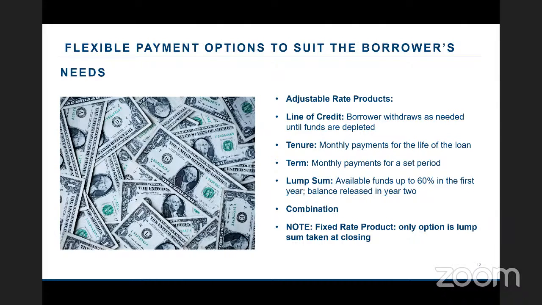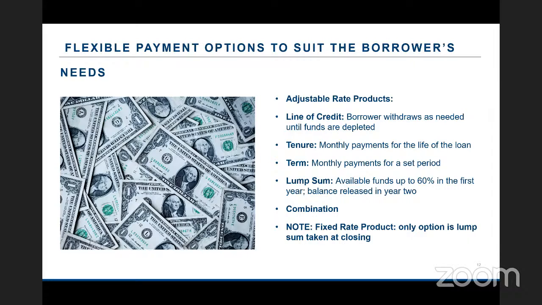They could take a term payment, monthly payments for a set period. Let's say, for example, the borrower says, I'd like to receive my payments for 10 years. Okay, terrific. We can set that up. They could also take a lump sum, or they can take a combination of any of these options. They can take a small lump sum. Let's say that they want to make some modifications to their home. They might take a lump sum, combine that with a term or tenure payment, and also establish a small line of credit to be available for future needs.